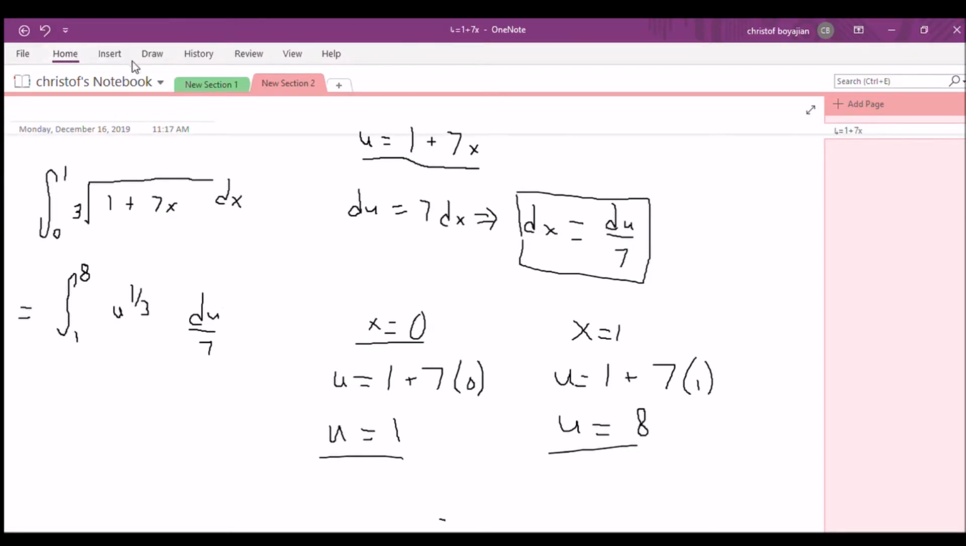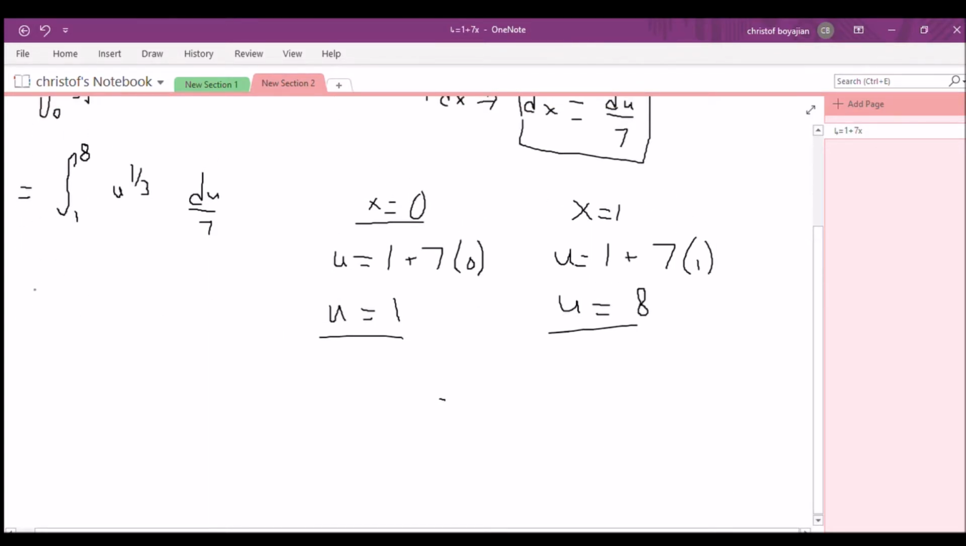So now that we have done that, let's evaluate the definite integral with respect to u. So integrating a polynomial here, and I can take out this constant 1/7. So I'll put the 1/7 out here. What's the integral of u to the 1/3? Well, we just add 1 to the exponent, so it's u to the 4/3 divided by our new exponent. So we divide by 4/3, or we can multiply by our reciprocal, which is 3/4. And we're evaluating this from 1 to 8.